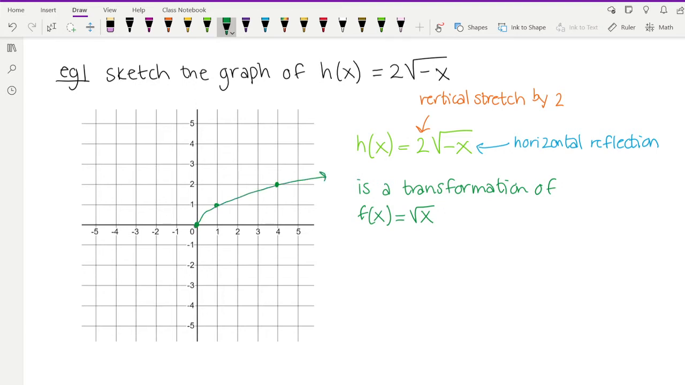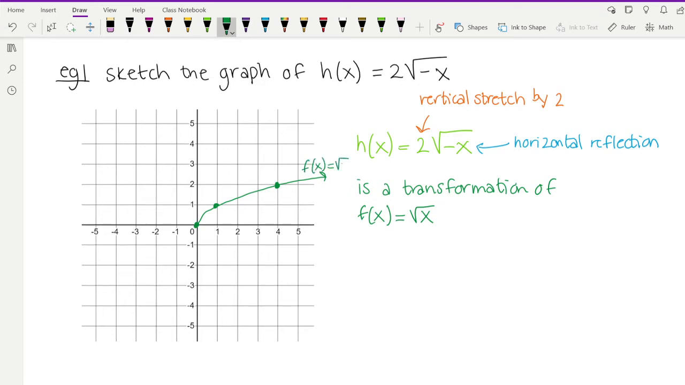So again, I just picked a few key, easy points that we're going to keep track of. In this case, you could do them one at a time, but really we can just do them all at once. Especially when there's only 2 transformations, it's not that bad to just do them at the same time. So stretching vertically by 2 is going to take each of our key points and multiply the y-coordinate by 2, right? It is a vertical stretch.